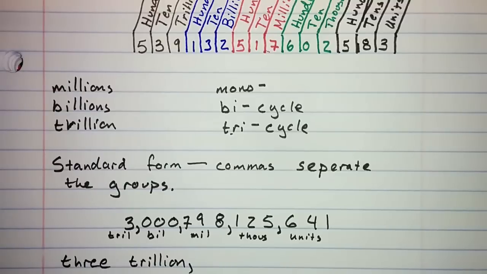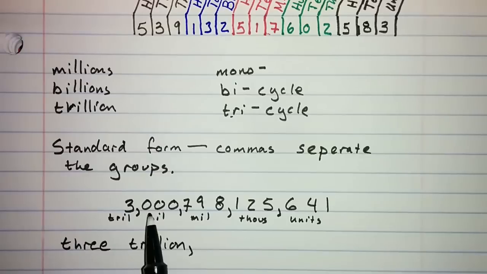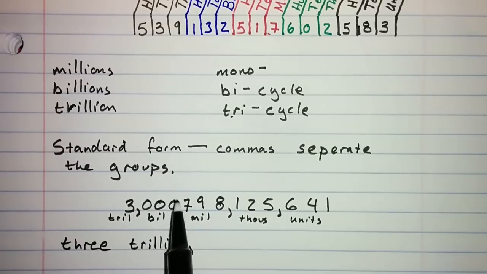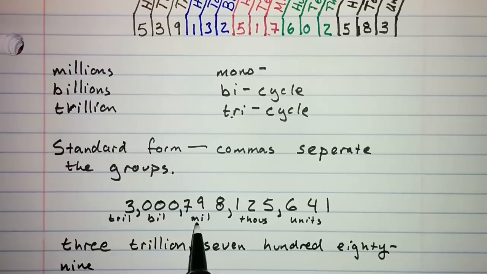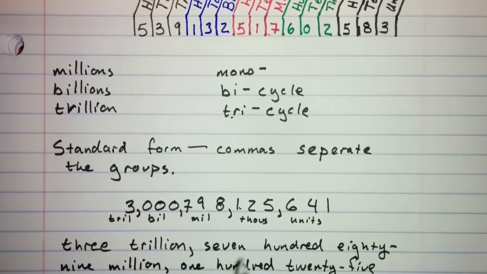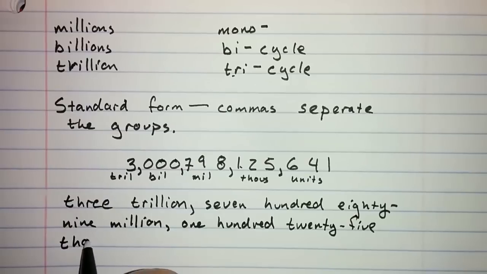And then when writing words, I include a comma. This is not strictly necessary, but it's useful. 0, 0, 0 billion. Oh, well, these are all zeros. There's nothing here. We don't need to mention billions. 789, and then the name of the group, million. 125, and then the name of the group, thousand.